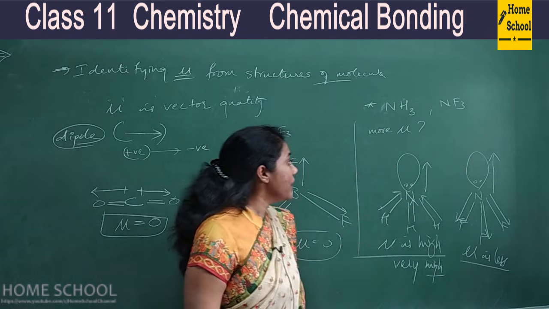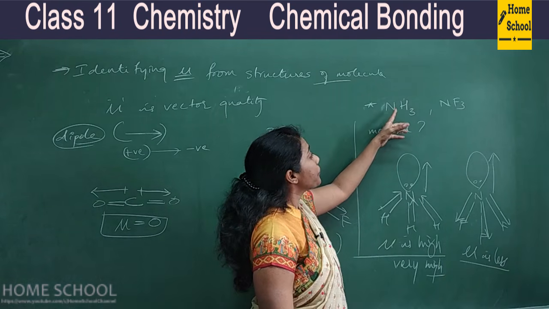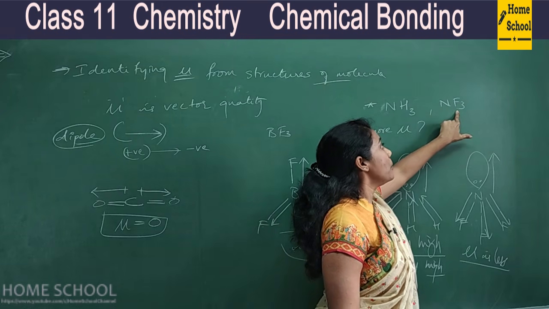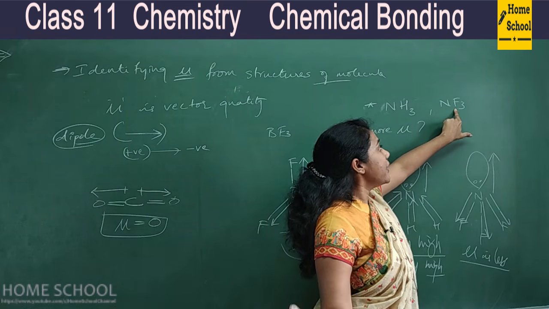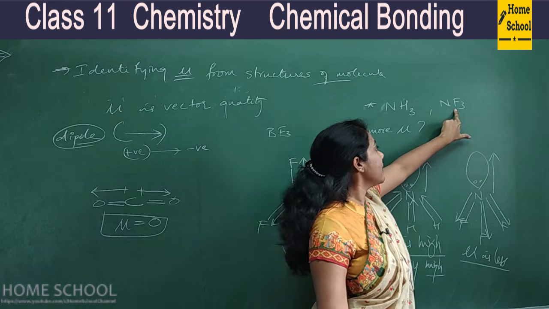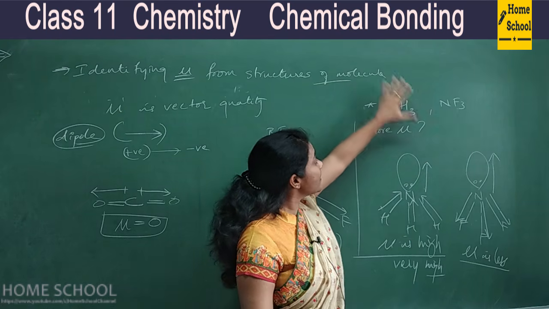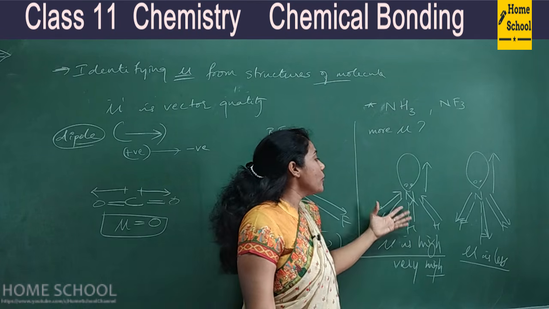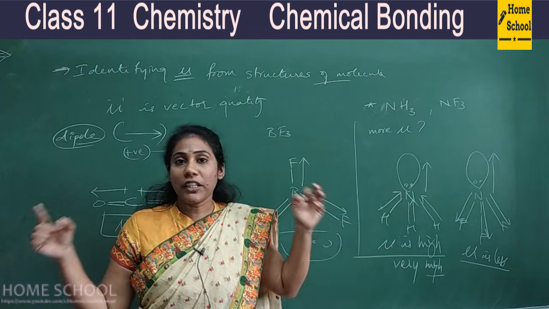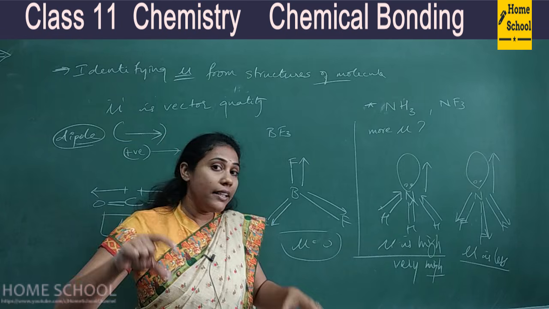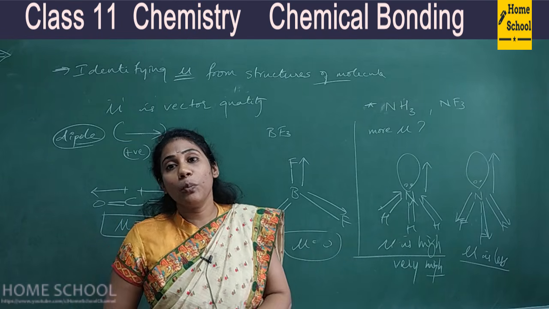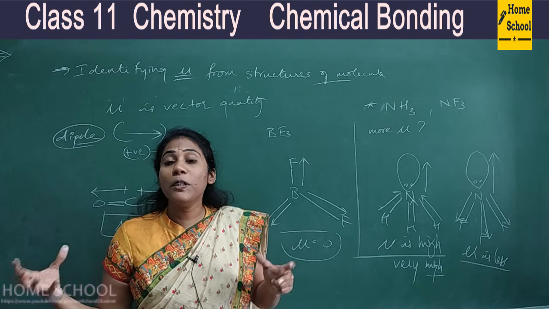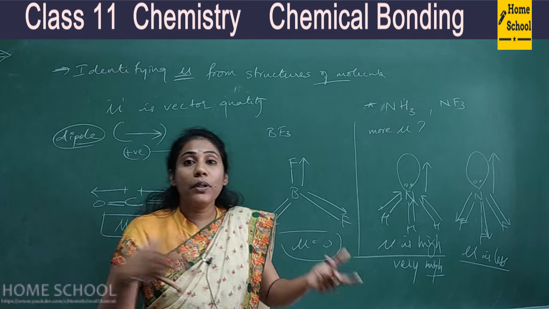The moment you see this, you would think that NF3 has the greatest dipole moment because the electronegative elements are 3, right? Fluorines are 3. But no, NH3 has more dipole moment, and that is decided by structure. To some extent, these structures will tell you whether a molecule has greater dipole moment or lesser dipole moment. Looking at the structure, you are able to decide which has more and which has less dipole moment.